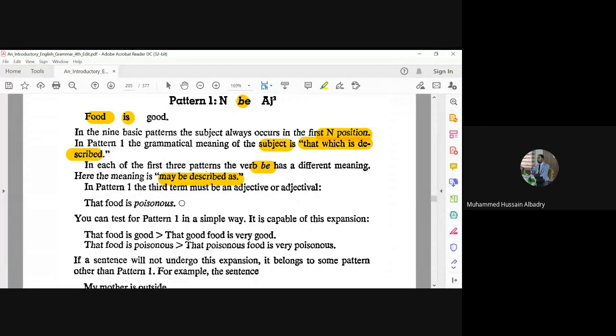And the 3rd term must be an adjective or adjectival.